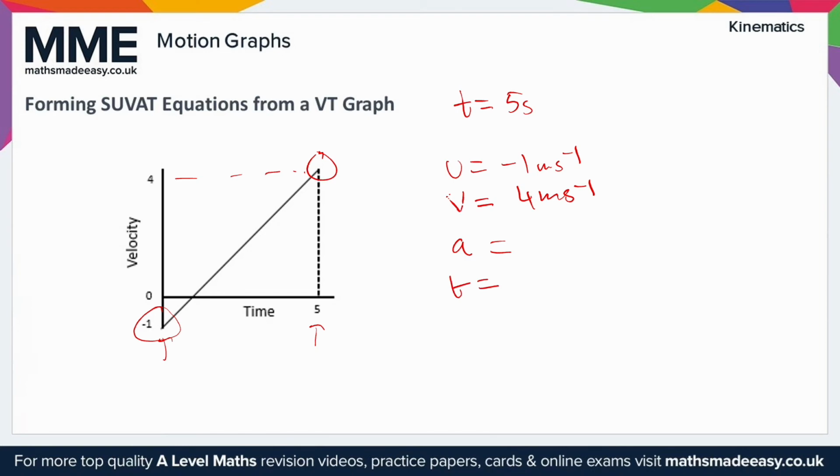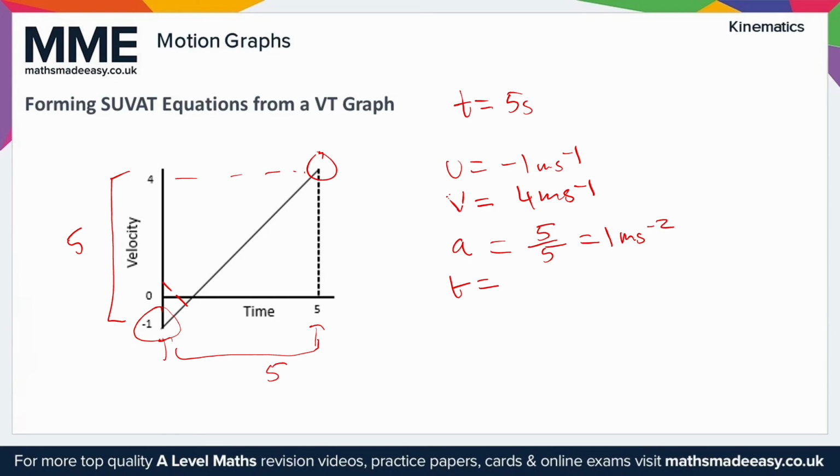First of all, acceleration is the gradient. So think about change in y over change in x. So change in y, that goes up 5, this goes across 5. So we would do 5 over 5, that's 1, and then we've effectively done meters per second divided by seconds, so meters per second squared.